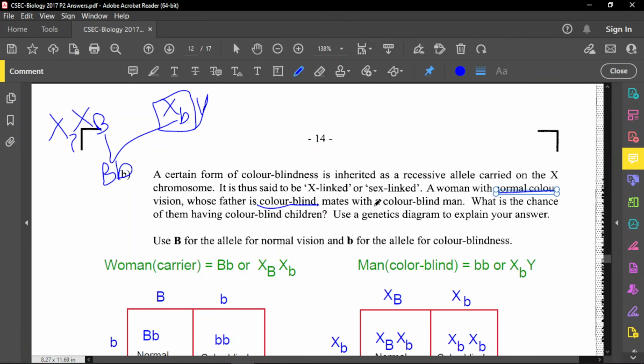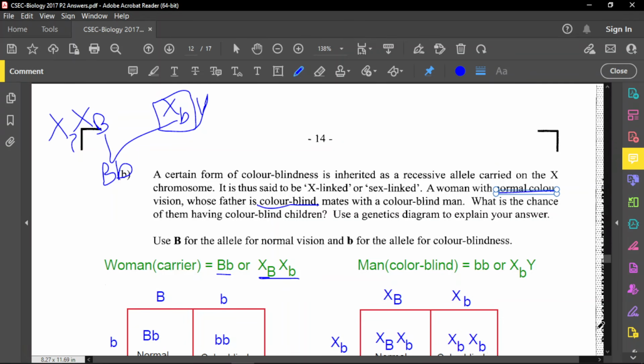Now, however, if the man is colorblind, just like her father, see right here, the lowercase b must be on her husband's X chromosome. So we know now that the woman is this or this, whichever one you want to write. I'm giving you 2 options, right? The man now has to be homozygous recessive because he is colorblind. The woman is only a carrier.